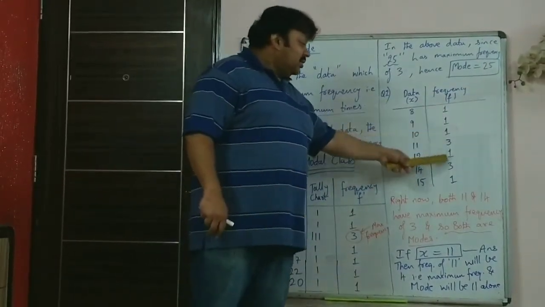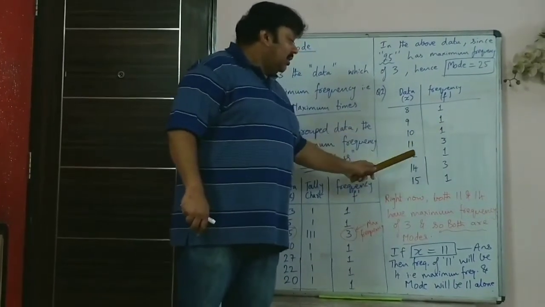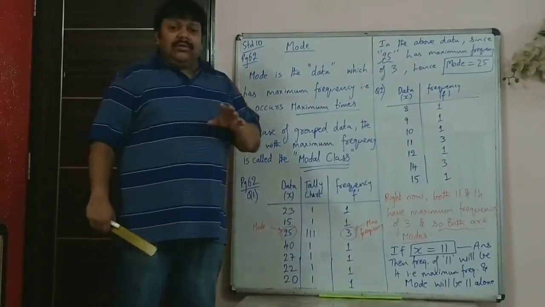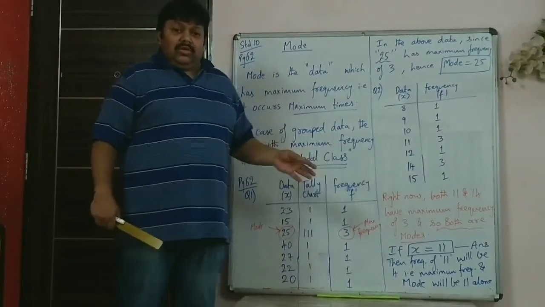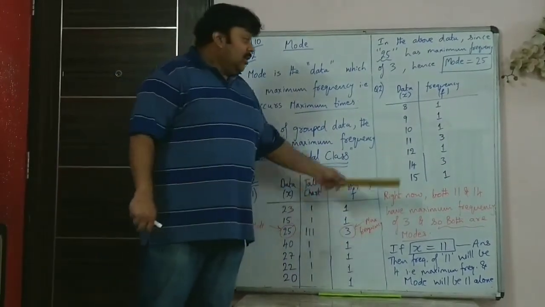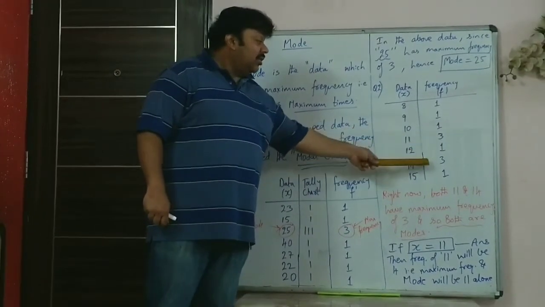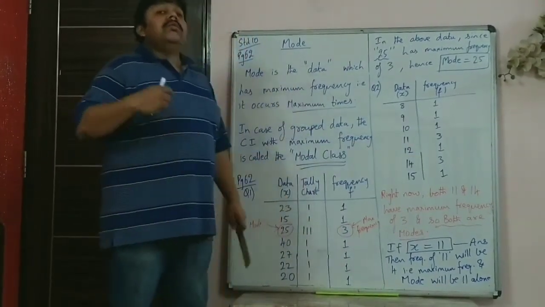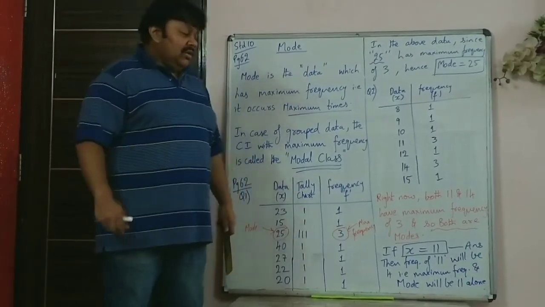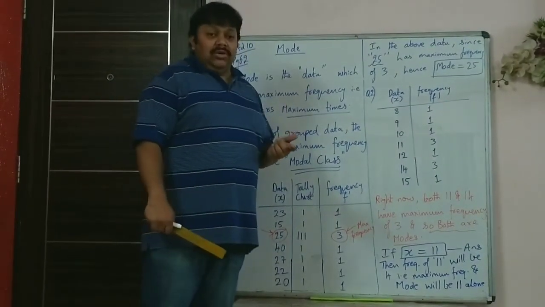Now looking at this, there are 2 data, 11 is happening 3 times, 14 is also happening 3 times. So there is no limit to the number of modes. You can have 2 modes, 3 modes, 5 modes in a given set of data. So here, since 11 and 14 are happening equal number of times, 3 times, both of them will be modes. But now the question says that only 11 should be the mode.